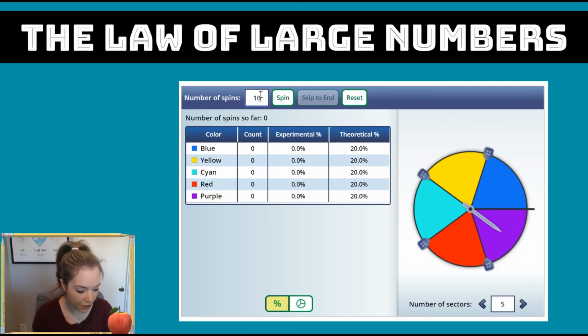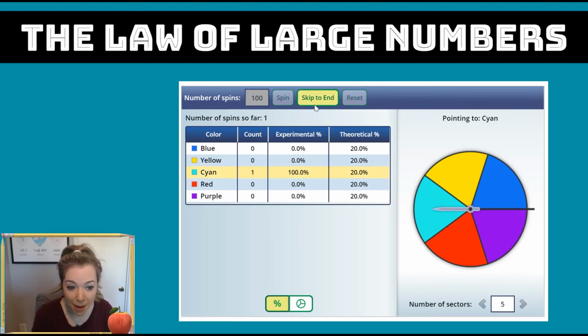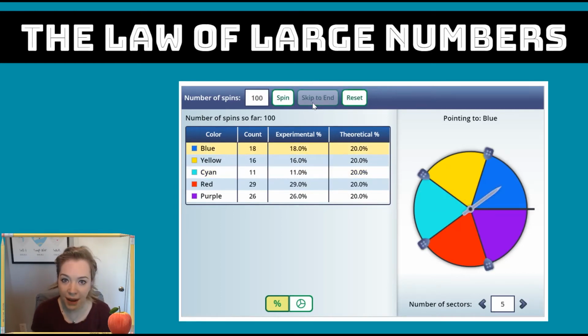Let's see what happens after 100 spins. We're not going to sit here and watch it spin 100 times, so I'm going to jump to the end and see what happened. Okay, here we're a little bit closer. For blue, I'm at 18%, which is almost spot on. We also have some higher values with red still, and we're not exactly there with the theoretical. So even 100 trials wasn't enough to make those probabilities match up. Now let's try 1,000 and see what it looks like.